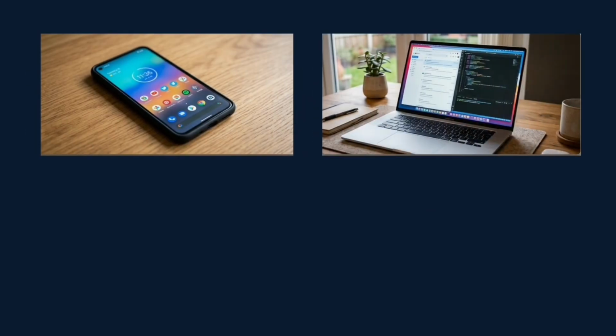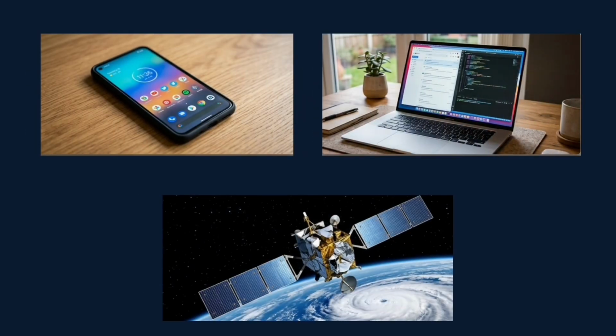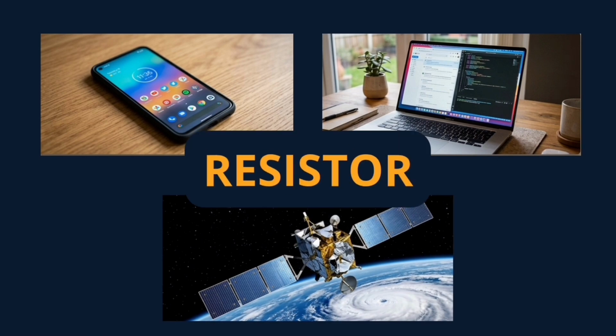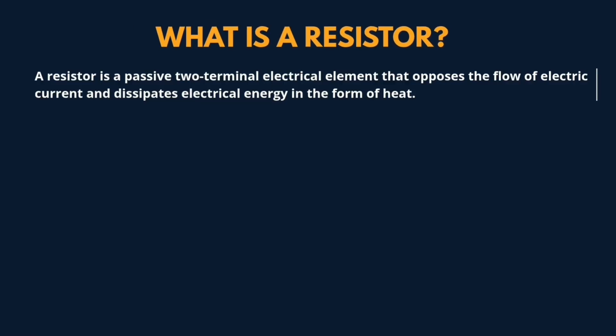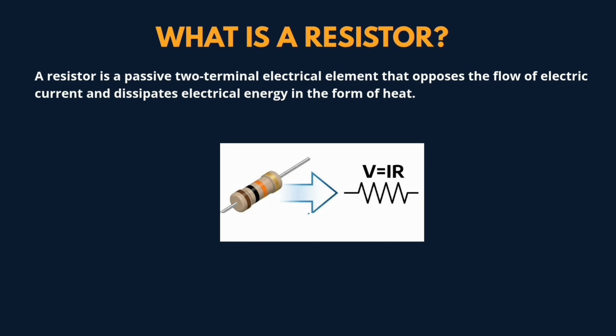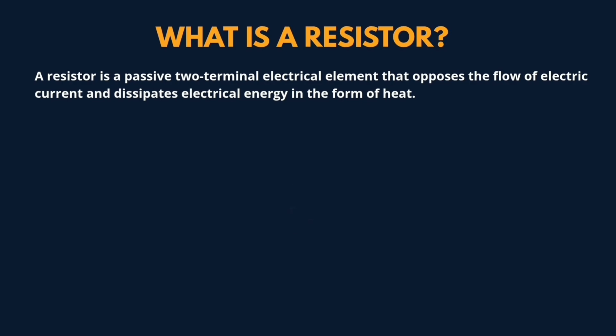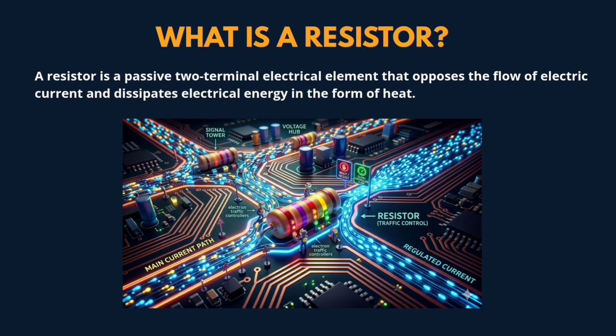Every electronic device you use, phone, laptop, even satellites, all depend on controlling current. And the simplest element that does this job is the resistor. What is a resistor? A resistor is a passive two-terminal electrical element that opposes the flow of electric current and dissipates electrical energy in the form of heat. It is a passive element and can only absorb power. Think of it as traffic control for electrons.